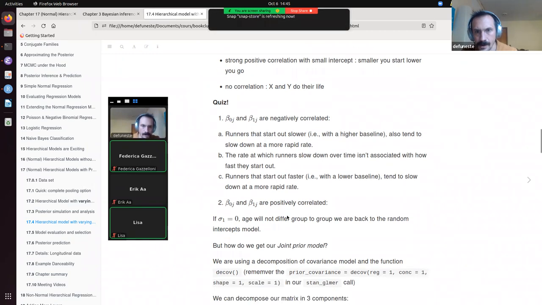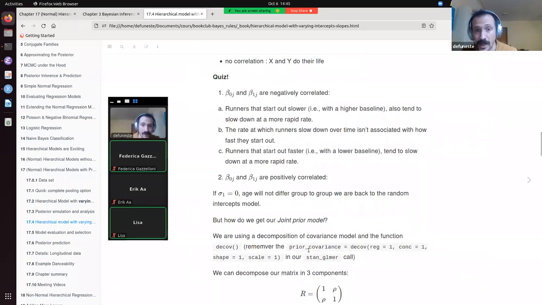Okay. No snap, don't refresh now. But how do we get our joint prior model? I cannot tell you I understand everything, but I'm trying to make it easier for you to get it. So this is where we are going to explain this decomposition of covariance.